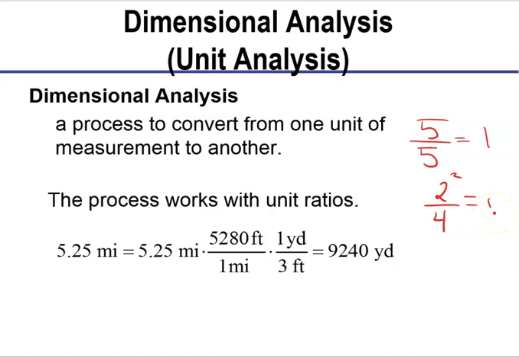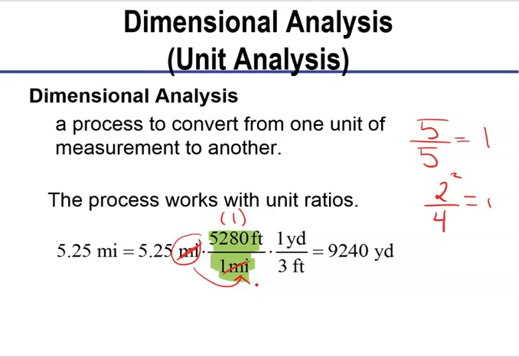And you're allowed to multiply any value by 1 because 1 is the multiplicative identity, right? It doesn't change the value of whatever number you have going on. So when we multiply 5.25 miles times 1, right, this is 5,280 feet over 1 mile. They're equivalent. So this is really just multiplying by the number 1. Now, things you need to look out for. Whatever you have here, units, needs to go on the bottom. So always, whatever you start with must go on the bottom.